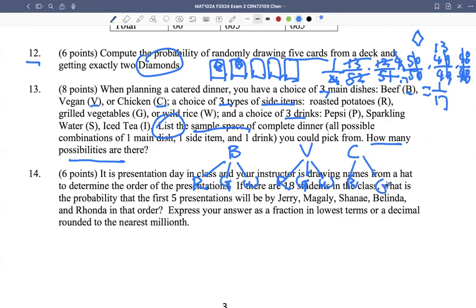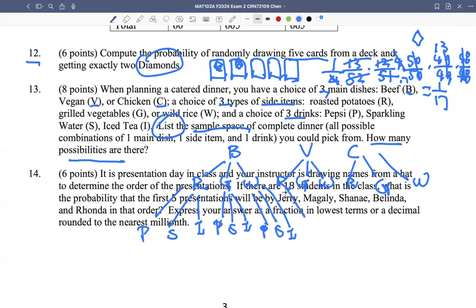R, G, W. Right, then for the drink. For each one of them, we have a Pepsi, sparkling water, or iced tea. Same thing for G: could be Pepsi, sparkling water, or iced tea. Could be Pepsi, water, iced tea. Right, so all of them, right?